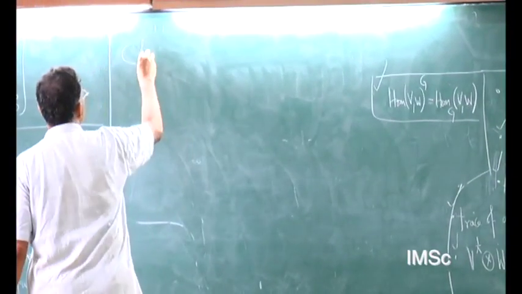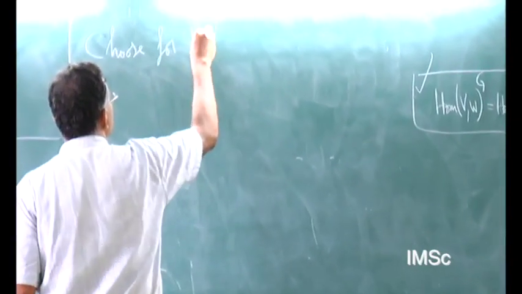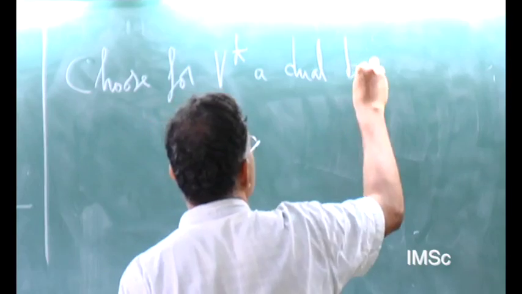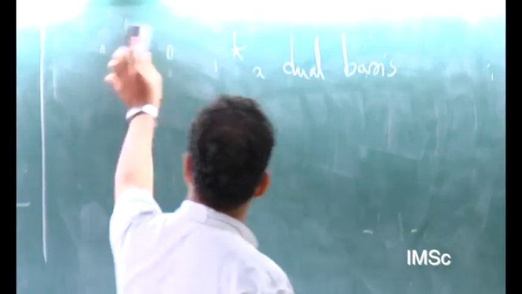Choose for V star a dual basis. Let's make a fact. I want to make this fact. Again, this is one of those elementary things which you should definitely work out.